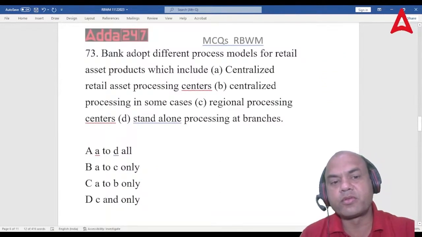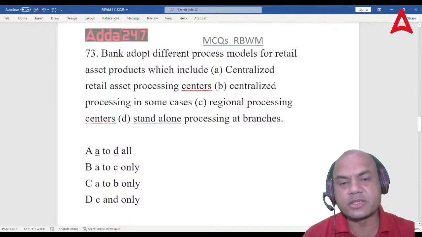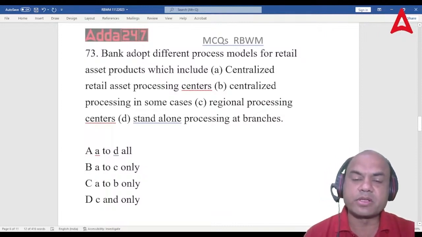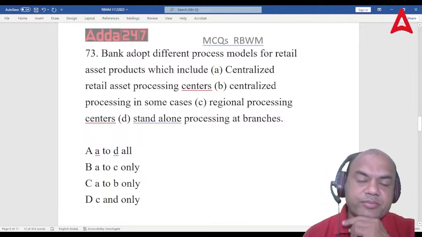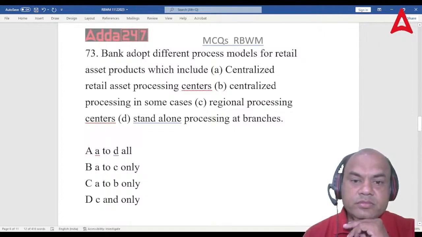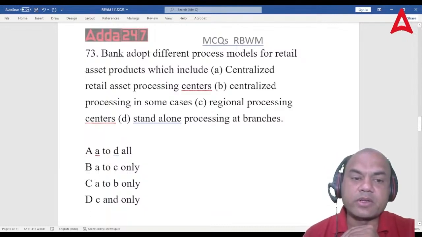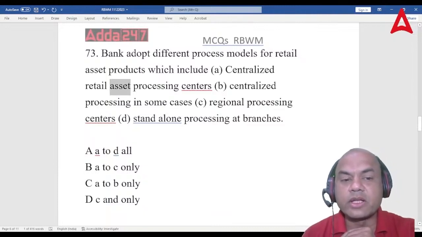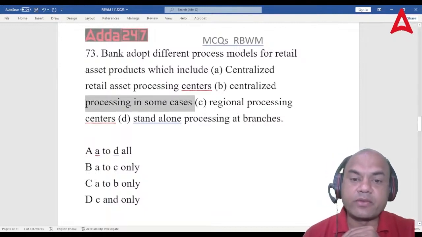Banks adopt different process models for retail asset products, which include centralized retail asset processing centers, centralized processing in some cases, regional processing centers, and standalone processing at branches. What is the difference between A and B? In A we are only focusing on asset loans, but in B we are focusing on loans as well as deposits, assets and liabilities both.